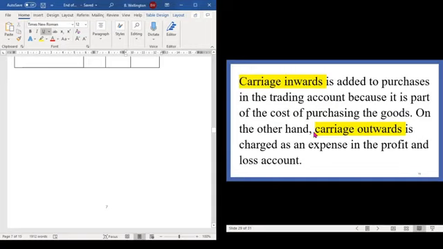Carriage inwards is added to purchases in the trading account because it is part of the cost of purchasing the goods. On the other hand, carriage outwards is charged as an expense in the profit and loss account. Carriage outwards is the cost of transporting goods from your business to the customer. So it is not going to be included in the trading account. It is a profit and loss item. It is an expense.